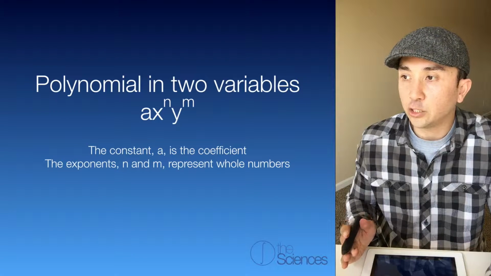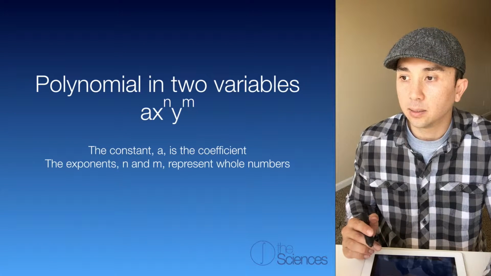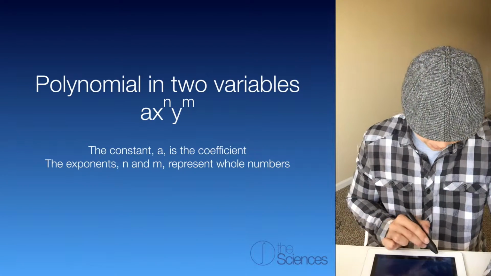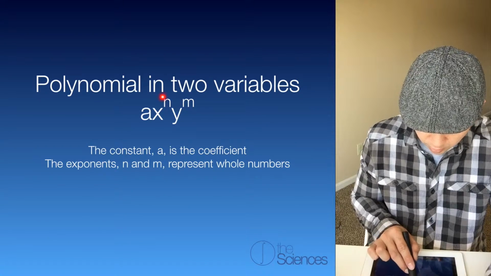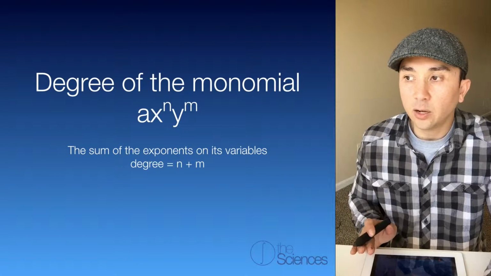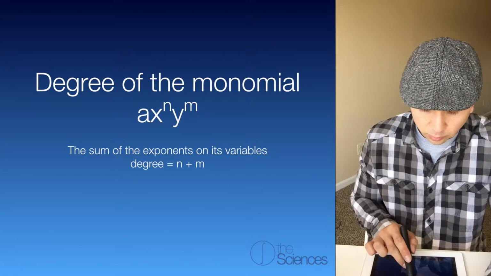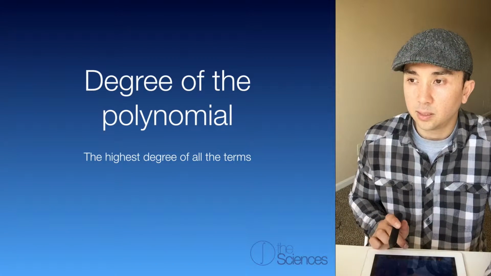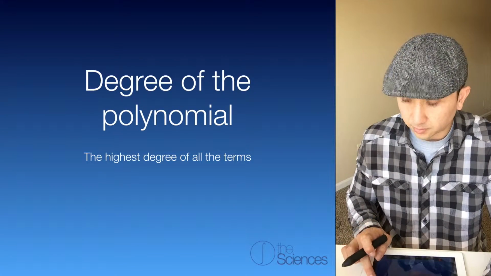So polynomials in two variables have the form a, x to the n, y to the m. The constant a is the coefficient, and the exponents n and m represent whole numbers. Now the degree of a monomial is the sum of the exponents on its variables. So it's the degree n plus the degree m. Now the degree of a polynomial is the highest degree of all the terms.